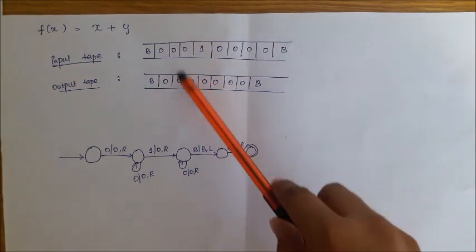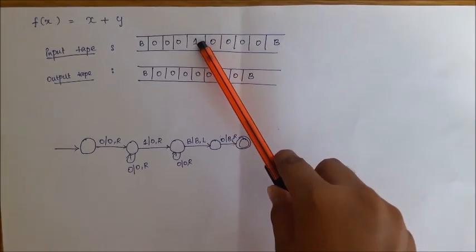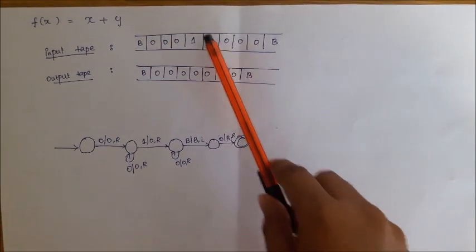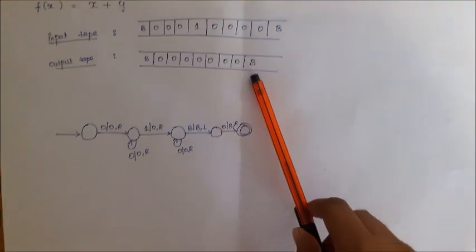All the zeros are copied as such until it finds a 1. When a 1 is encountered, the 1 is replaced with a 0 and the other zeros are copied as such except the last 0, which is converted to blank.